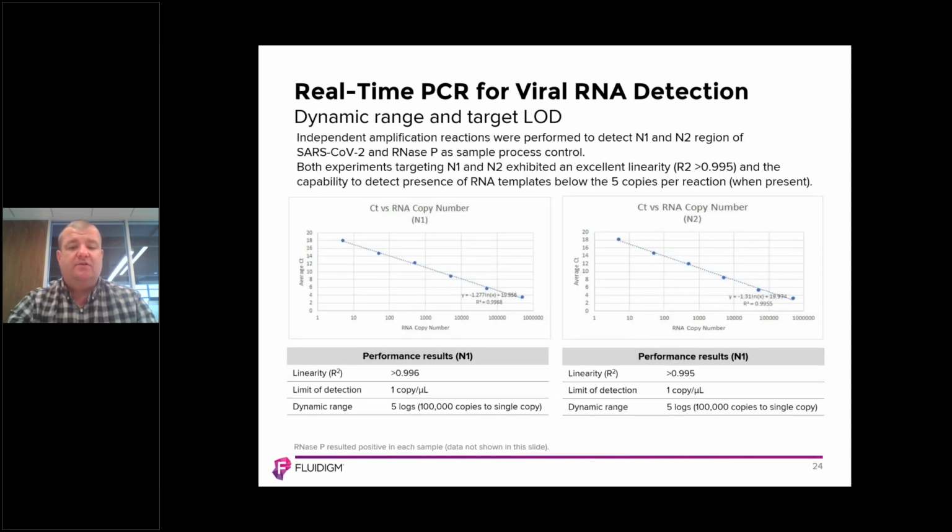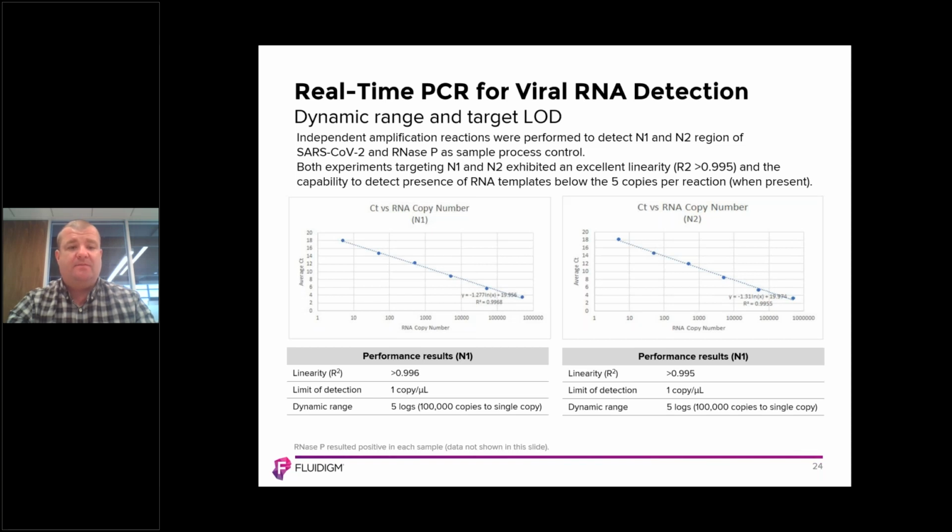When we look at this in more detail, you can see that the performance summary for N1 and N2 is very clear. You can see on the left-hand side with the plot that our linearity is more than 0.996 for N1 with a limit of detection of 1 copy per microliter across 5 logs. That 5 logs means that we've got 100,000 copies down to a single copy. The same type of metric is achieved on the right-hand side with N2. N2 linearity is greater than 0.995 with 1 copy per microliter limit of detection across 5 logs, again from 100,000 copies to a single copy.